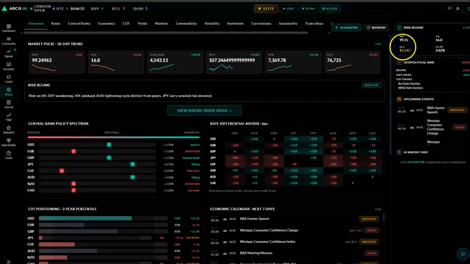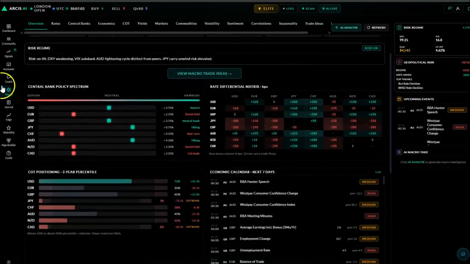We also have the risk engine, so it's telling you if it's risk on or risk off. See at the minute, the market is risk on. So DXY is weakening, FIX subdued, AUD tightening cycle distinct from peers, and JPY carry unwind trade elevated. So that's just looking at the COT reports, and we just have the market pulse here, which is the dollar index, the FIX, which is the volatility index. A lot of FX traders look at that, especially on macro desks. Then we have gold, oil, the S&P, and then Bitcoin here. So it's just tracking all that.